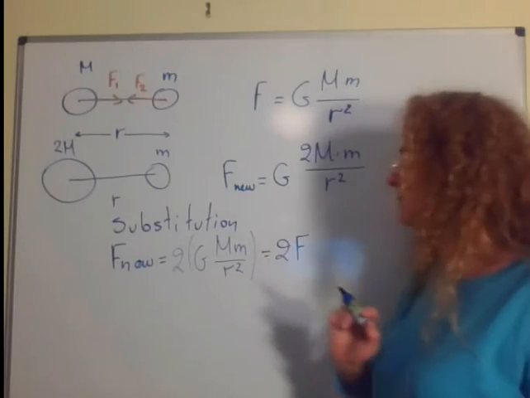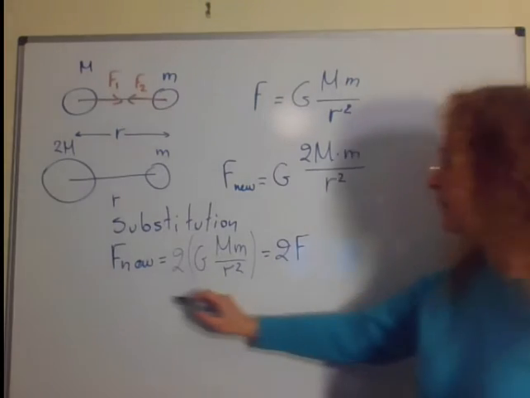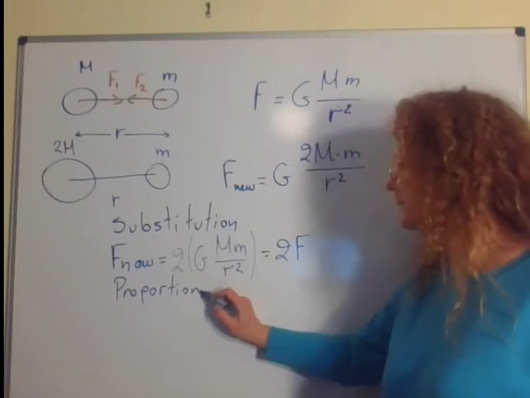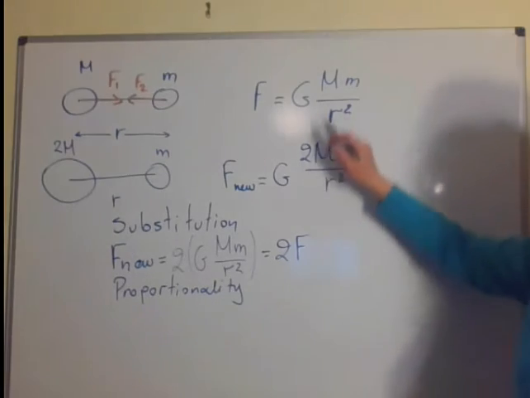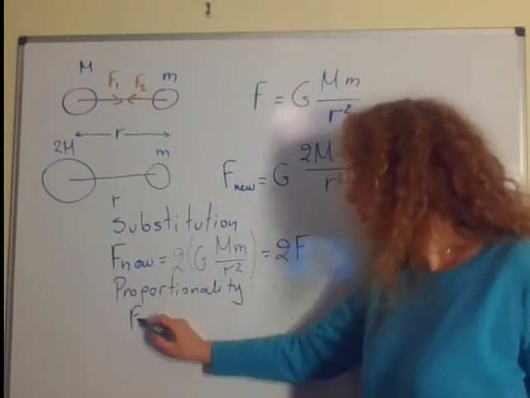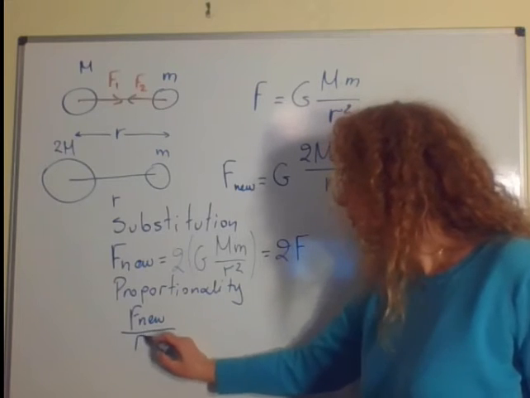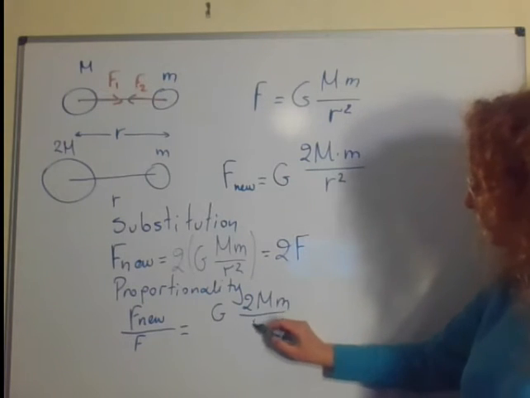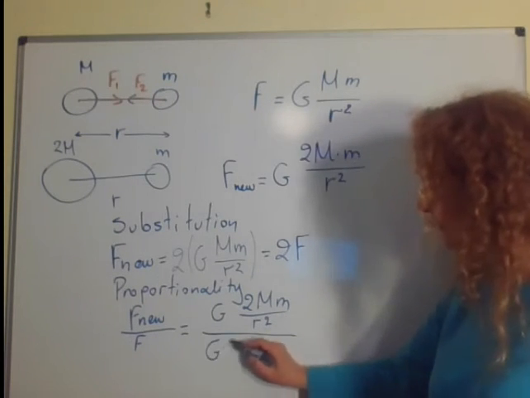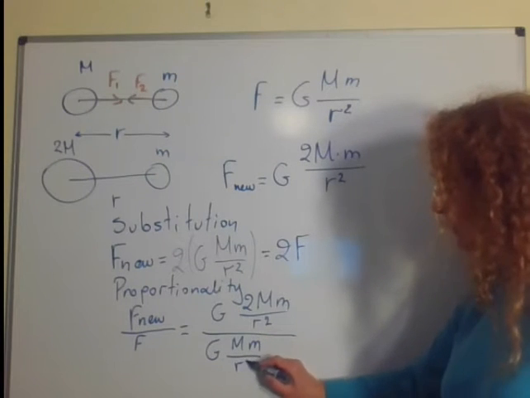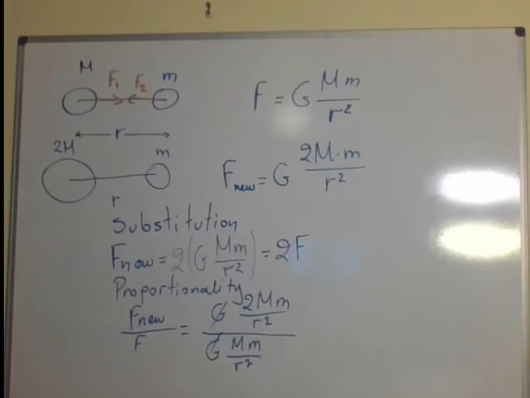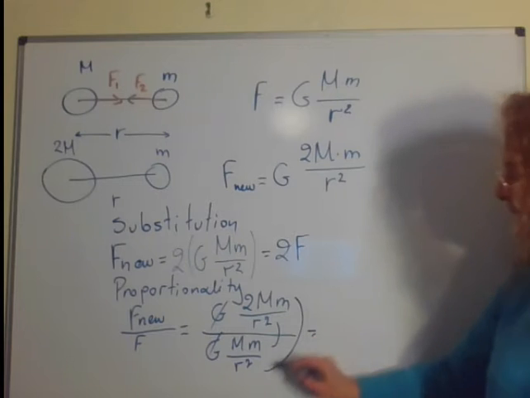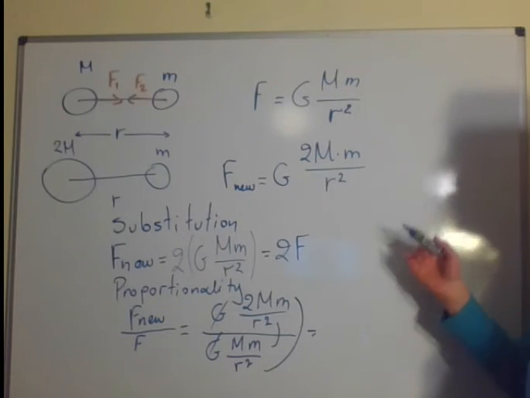Now, that's the substitution method. The proportionality method, using the proportionality, means to divide these two and say, okay, the new force over the old force equals G 2m over r squared over G m over r squared. We can get rid of the G, and what we can do is multiply the outer sides of the complex fraction and make it the numerator.